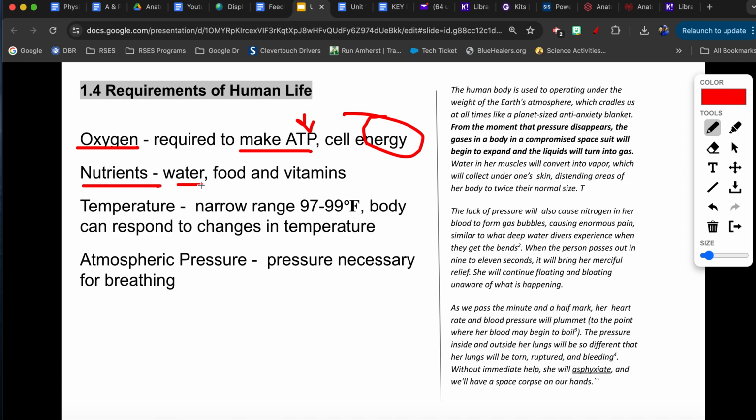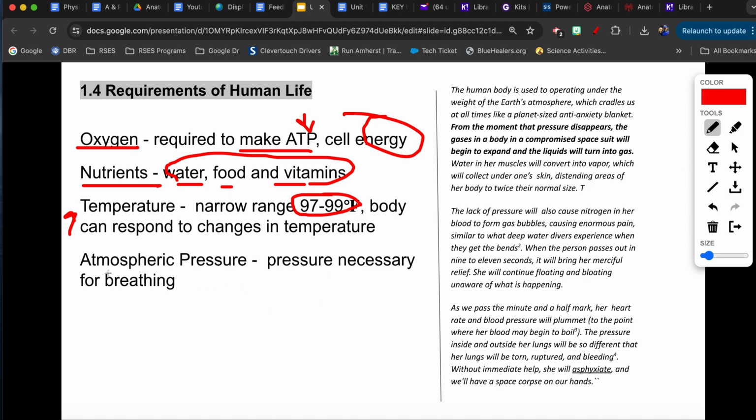Nutrients, things like water, food, vitamins, all these things are going to be also used in that process. Things we don't tend to think of, you need a temperature. Certain range, your body is best between that 97 and 99 degree range. We said 98.6 specifically, but any of these temperatures, 97 to 99, is plenty good enough for your body to work at perfect peak condition.